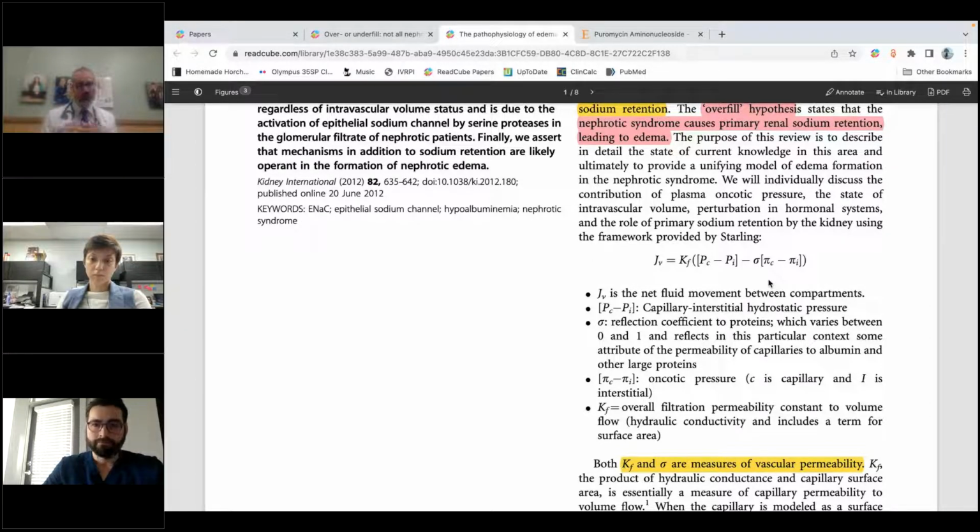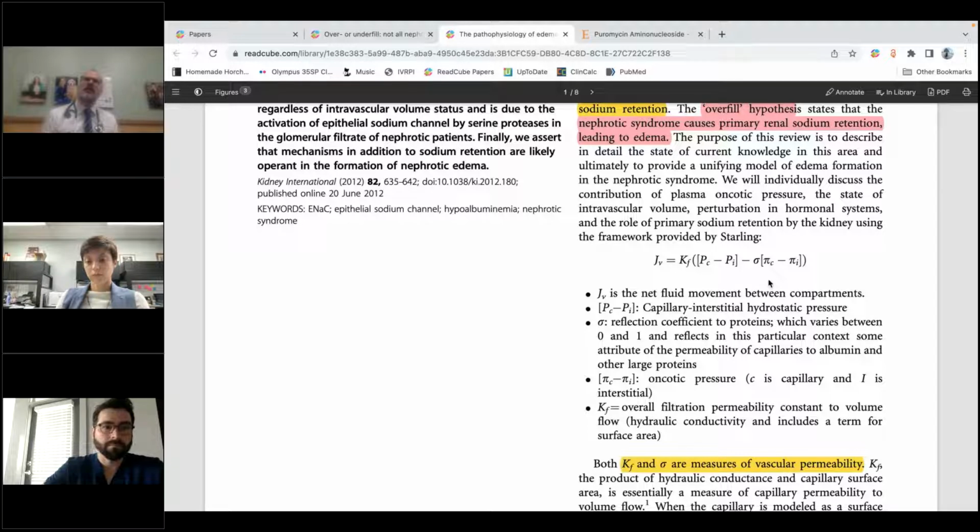So we have J, which if we remember from our dialysis kinetics, J is a term for flux. So that's the movement of water between compartments. That's the movement of fluid from the capillary bed to the interstitium in this situation, and it is equal to the filtration permeability constant. That's essentially your clearance factor. That's your K. And that's going to be dependent upon the permeability of your vascular bed.